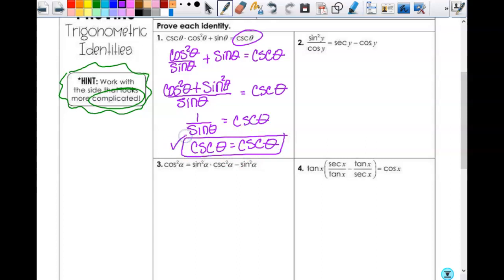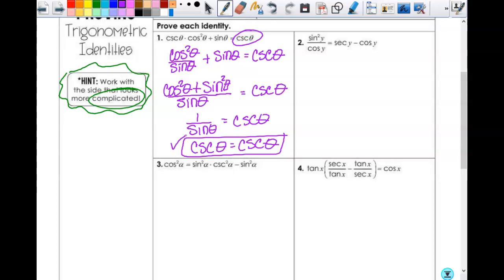So this is actually a little bit better than the simplifying, because on the simplifying, you didn't know if you were right or not. You had to check with me. On here, you know what your goal is, so you know if you get there or not, right? You just got to make sure you're not making stuff up in the middle of it.